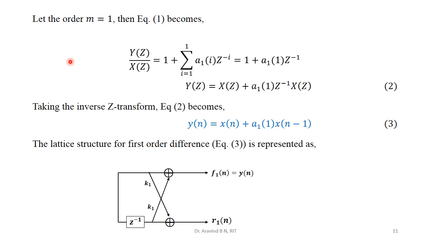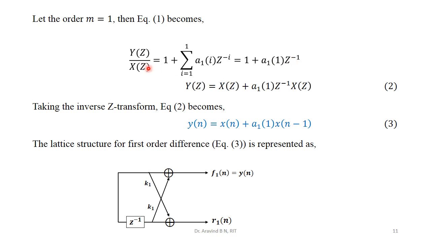Now with respect to that expression, let us consider order equal to m, make a substitution, and identify how the expression is going to be. In the FIR filter transfer function, we make use of the order m equal to 1. Substituting m equal to 1 in the expression, we have Y(z) divided by X(z) is equal to 1 plus summation i equals 1 to 1, this being the m value, a_1(i) z to the power of minus i. Expanding this, the summation ranges from 1 to 1, therefore only one value, we have 1 plus a_1(1) z to the power of minus 1.